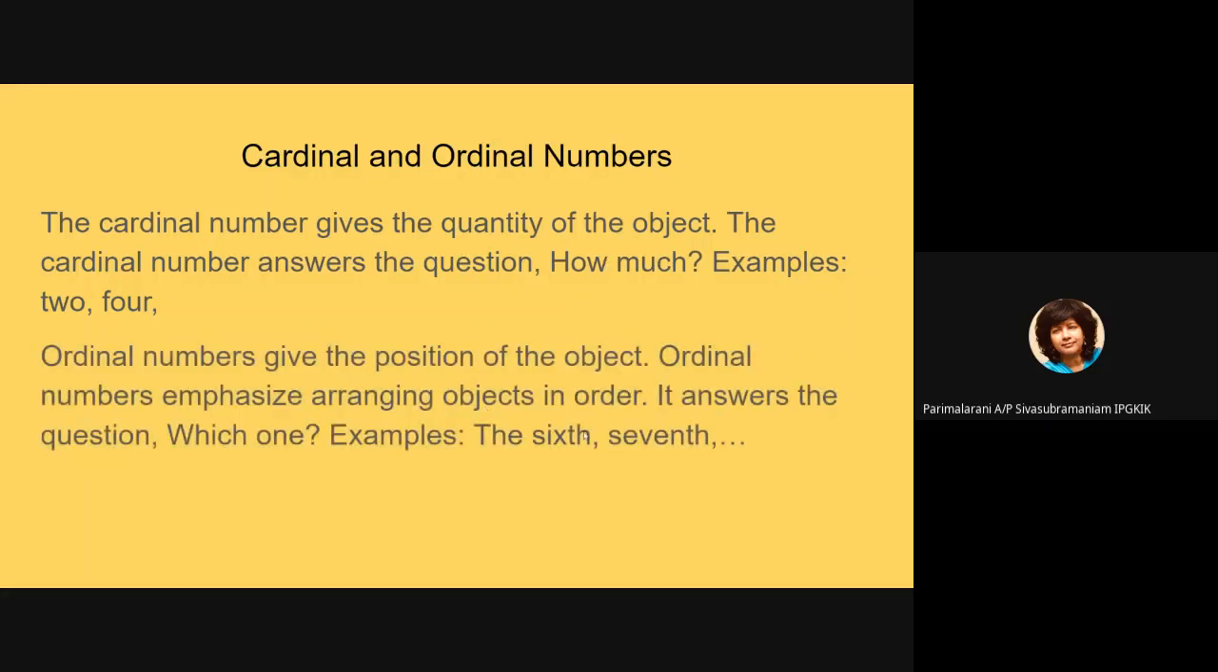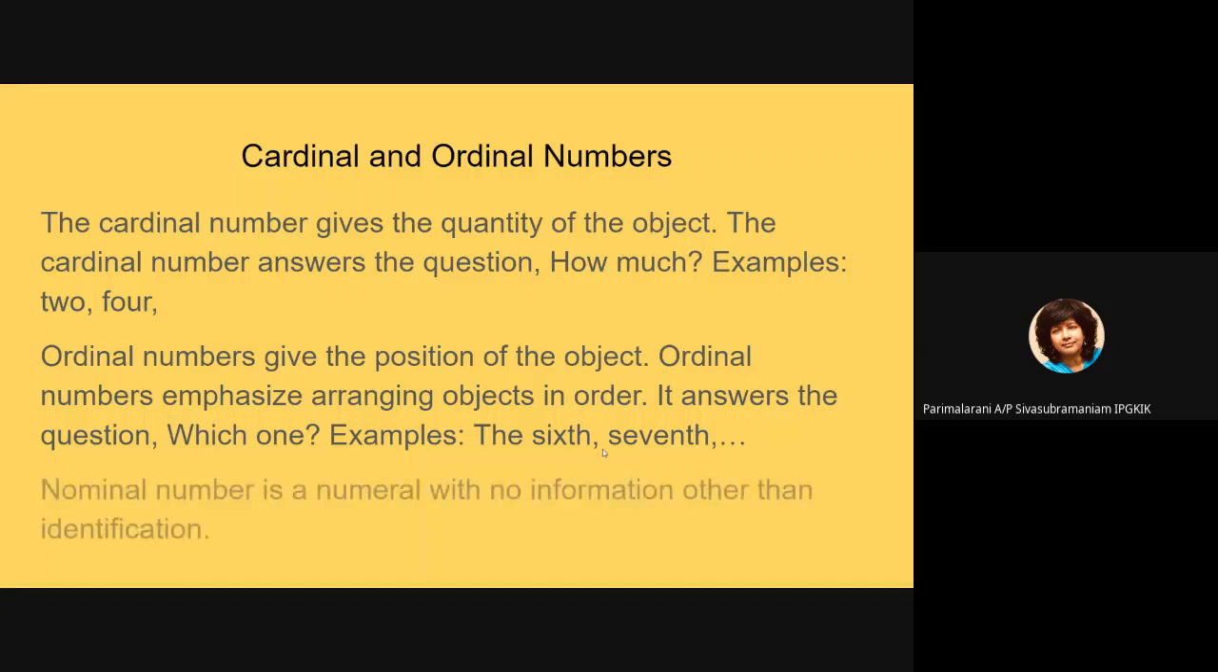Ordinal numbers give the position of the object. Ordinal numbers emphasize arranging objects in order. It answers the question which one. For example, the 6th, 7th, 16th, those are ordinal numbers. Ordinal numbers focus on the position of the object: first, second, third, and so on.